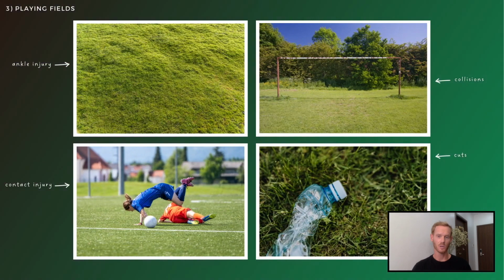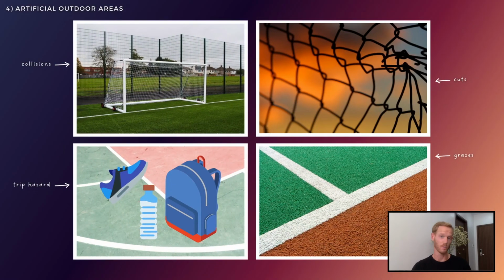On a playing field, hazards could include an uneven surface, permanent obstacles like goalposts or litter bins, other participants, broken glass, and hard ground. Potential hazards on artificial pitches include movable equipment like goalposts, personal items and equipment left on the floor, poorly maintained fencing, a slippery or abrasive surface, other participants, and litter, including broken glass.